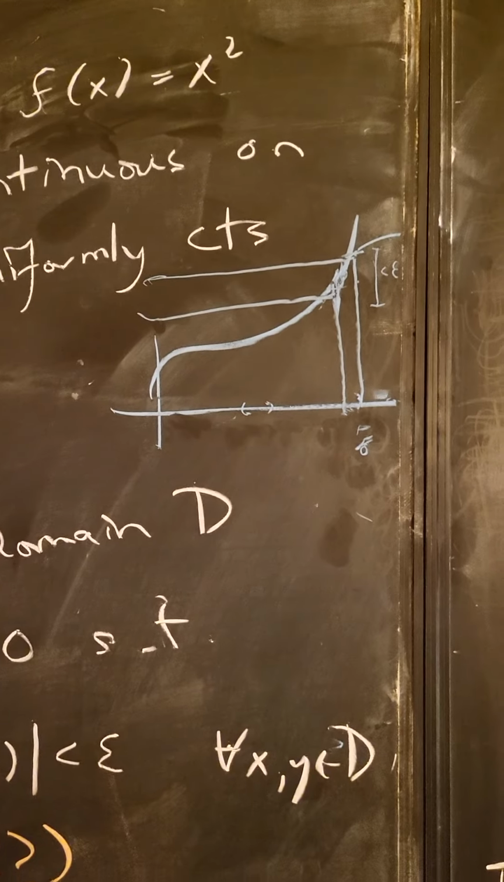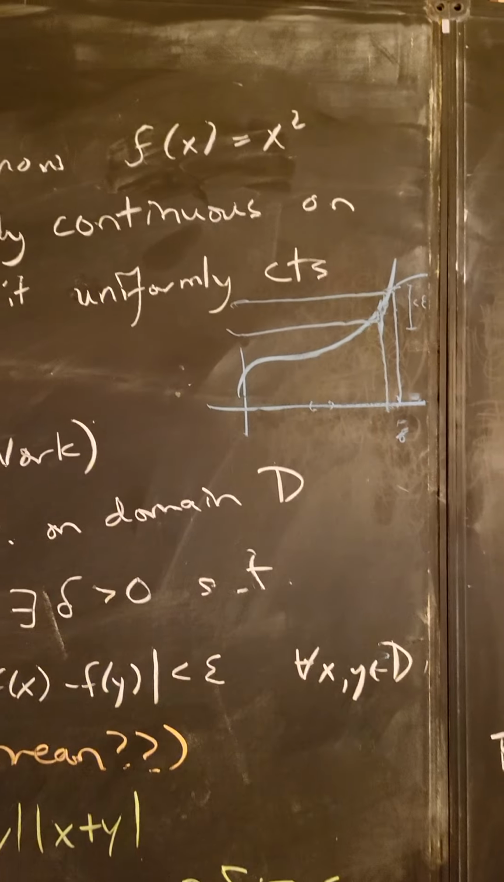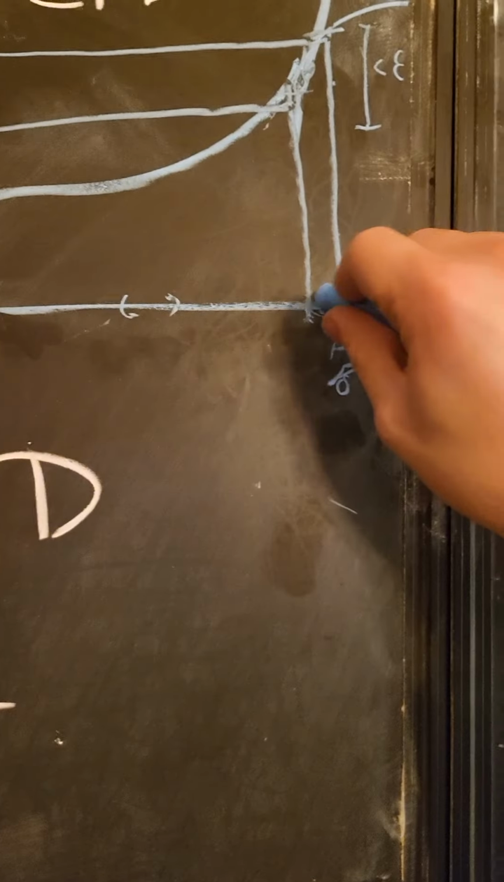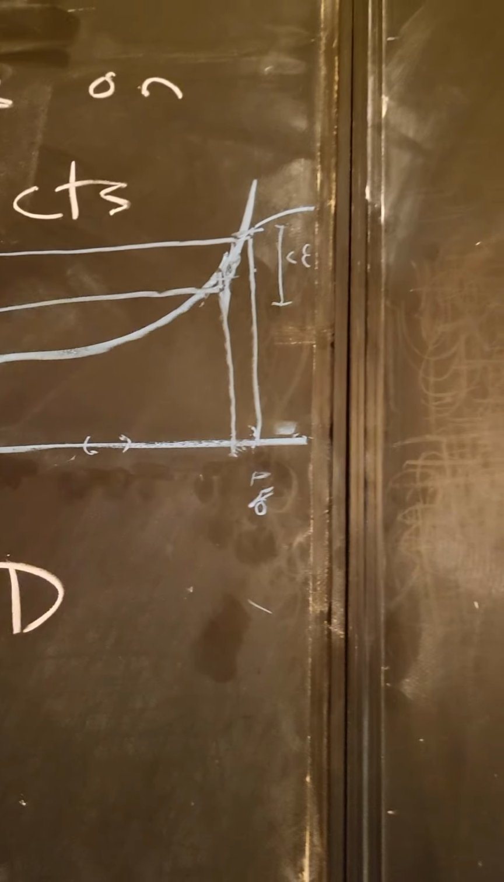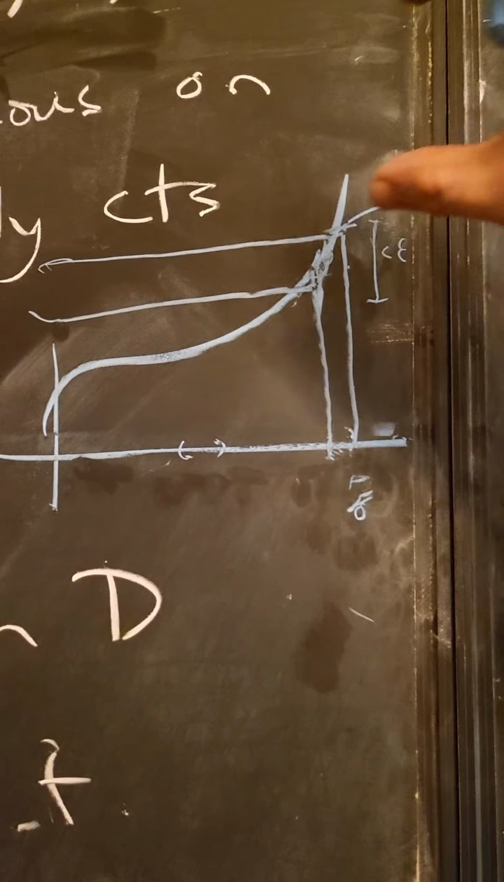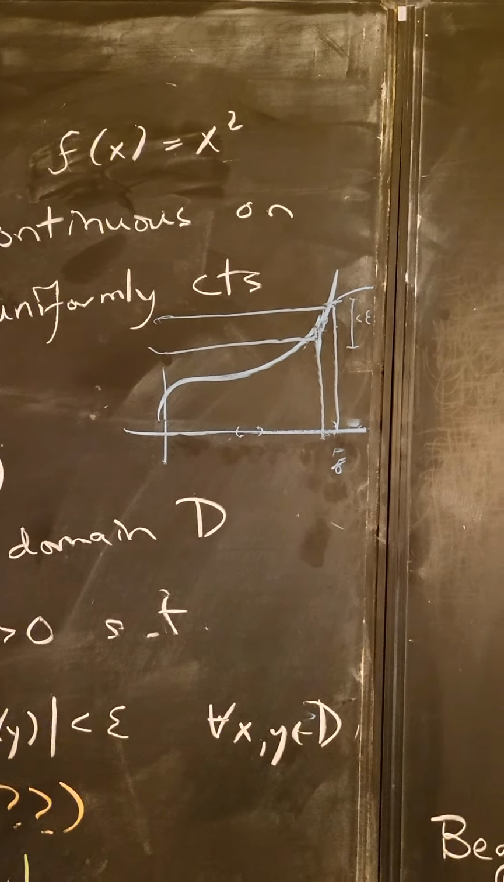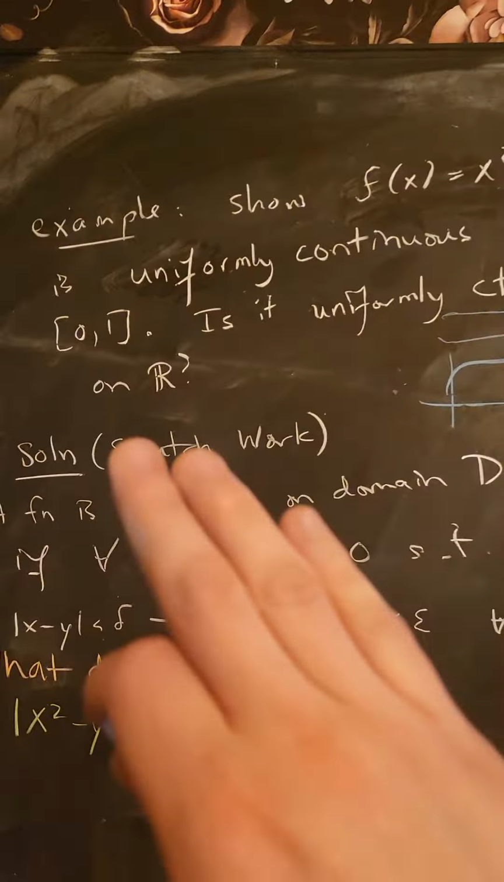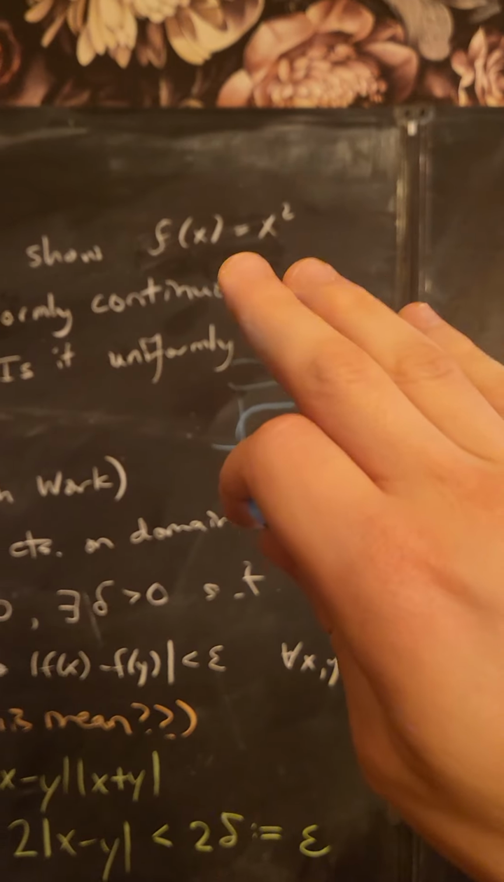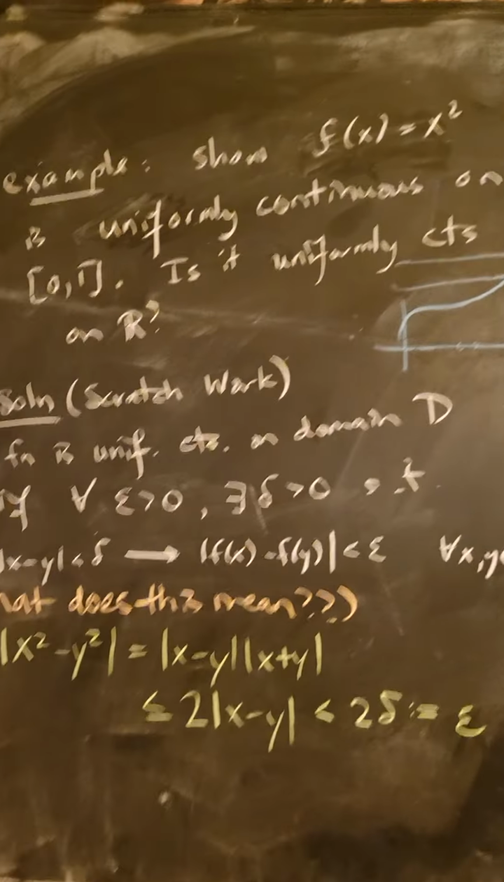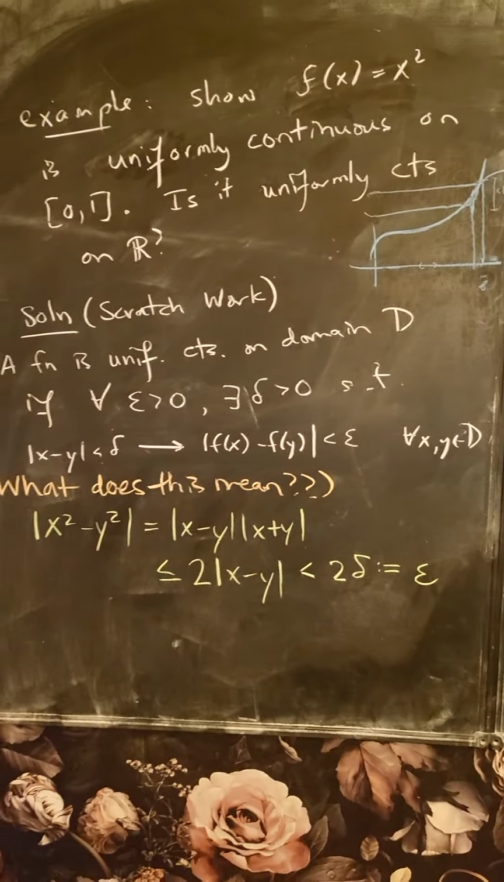So I know that there's not going to be a uniform delta, because if I fix any delta here and slide the ball far enough out on the real numbers, the output ball is going to be of arbitrarily large radius. That's just due to the fact that the real numbers are unbounded and the slope of this function is going to infinity as you get further and further out on the real axis.